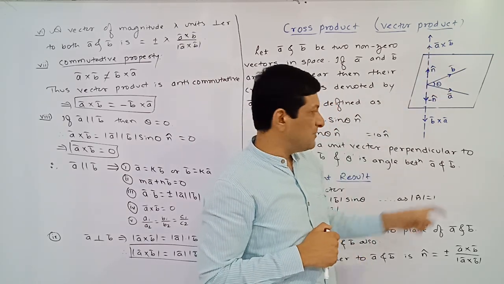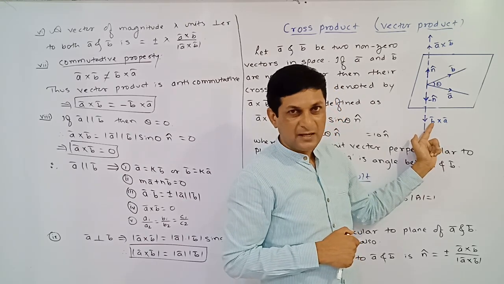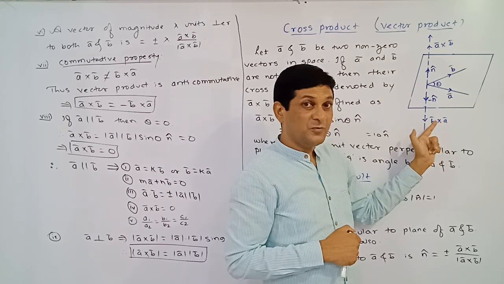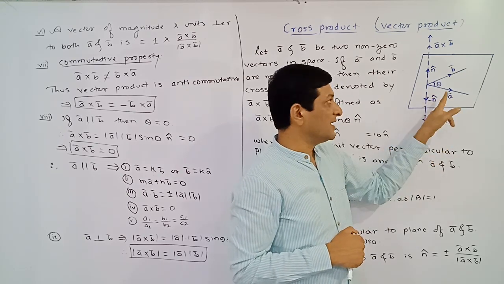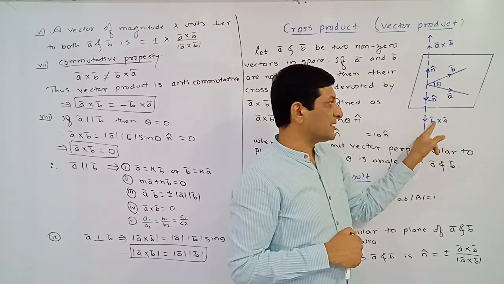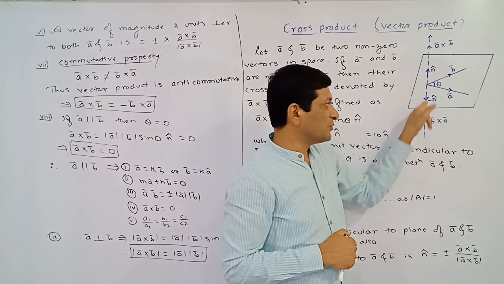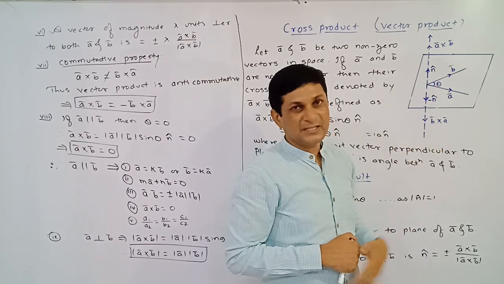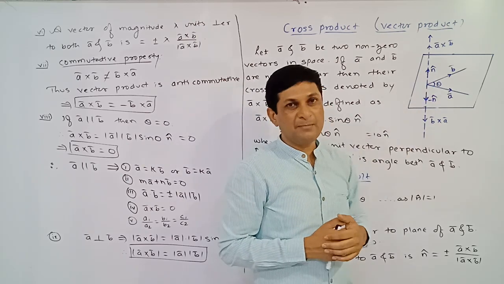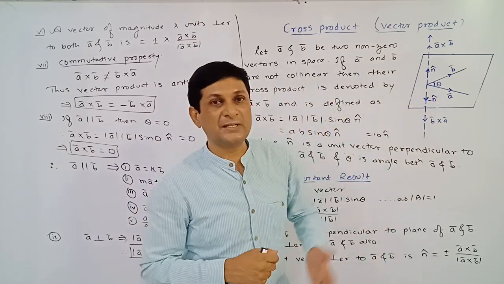Now, in case of b bar cross a bar, b bar is the first vector and a bar is the second vector. So the angle made by the second vector with the first vector is in the clockwise direction. At that time, this will be the direction of what? B bar cross a bar. Means in short, a bar cross b bar and b bar cross a bar are perpendicular to the plane of a bar and b bar but are in opposite directions.